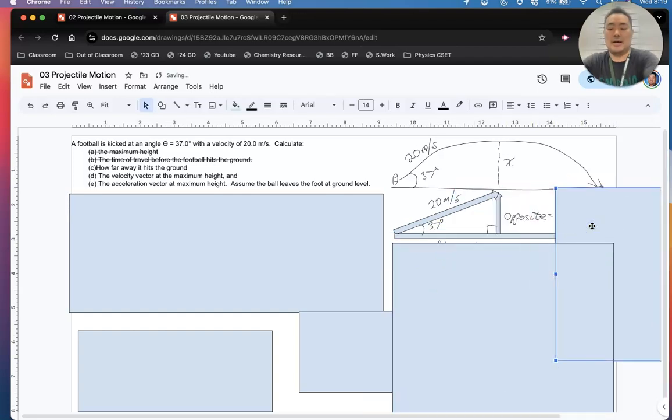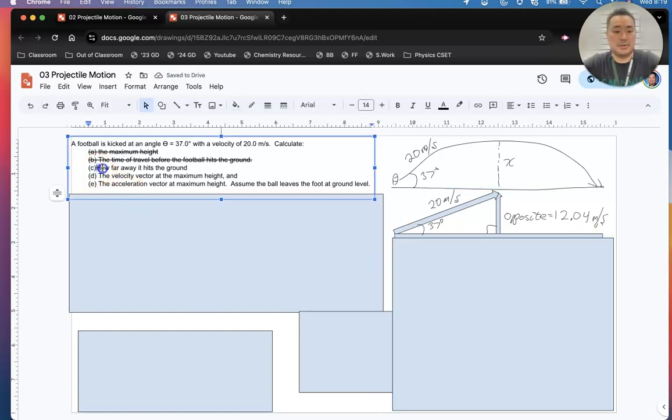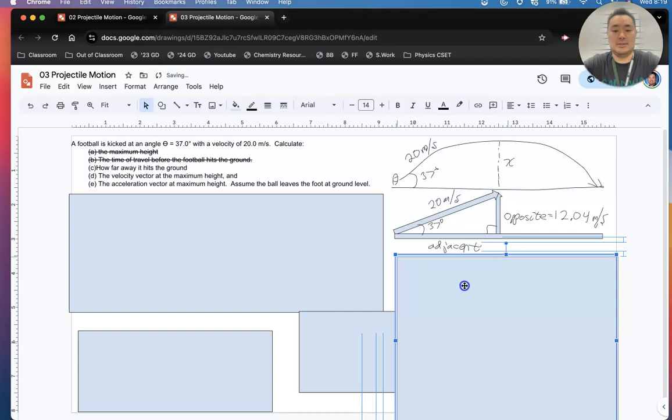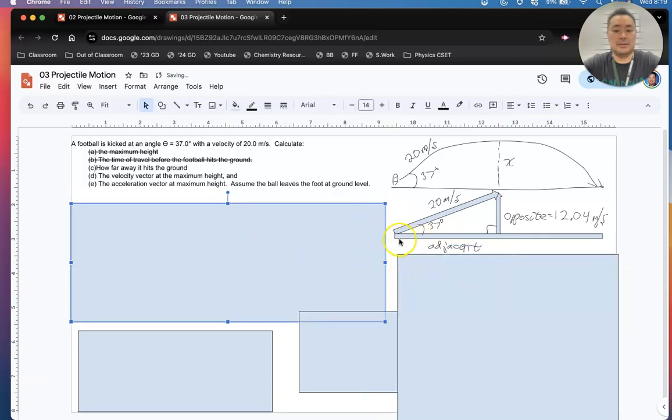And we solved that the opposite was 12.04. But this time, we're not solving for height or the time it takes to reach that height. We're solving for how far away it hits the ground. In other words, what is the total distance covered from the starting point to the ending point? In other words, we're trying to find what is the adjacent. Let's use SOHCAHTOA because this trajectory forms a triangle.